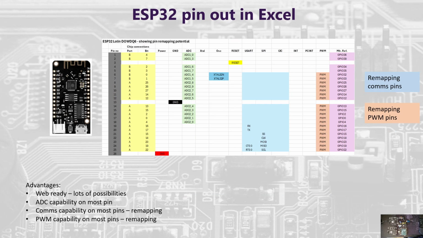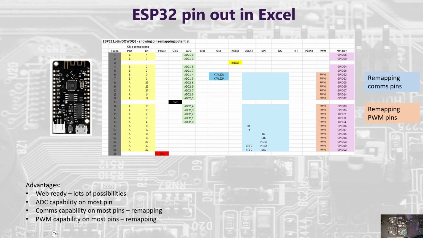The ESP32 is similar. It allows remapping of the PWM and a lot of the comms, not onto all of the pins you can see here. So that's quite easy to use. Analog functions are a bit more limited, as you can see there. And the PWM isn't available on every pin either.